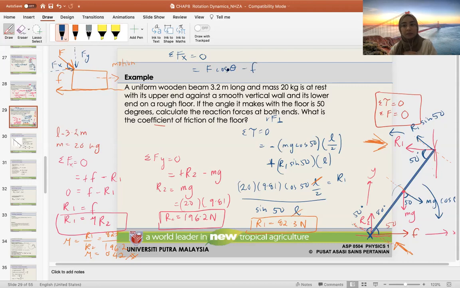Now, look back at the beam. The beam, I'm looking at the forces as a whole. So here in the X direction, I have R1 to the left, which is at the top here. I have friction to the right, which is acting down here. They are at different places, but they act on the same body. So I can include that into my force equation. Does that make sense?